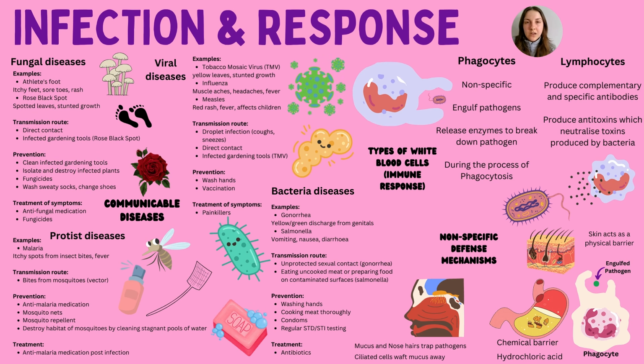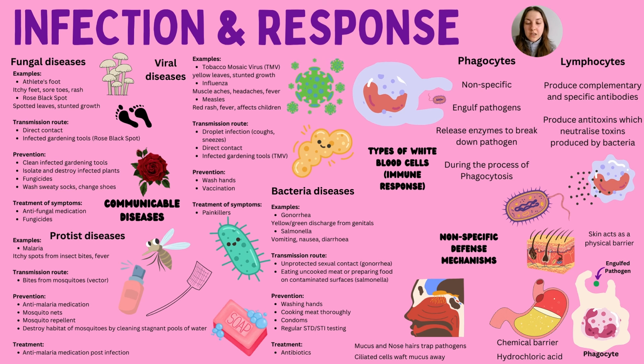Protist diseases include malaria, and this can present as itchy spots from insect bites and a fever. It can also lead to death. The transmission route includes bites from mosquitoes, which is a vector, or a microorganism that is transported by an organism, such as an insect. Prevention is anti-malaria medication, mosquito nets, mosquito repellent, and to destroy the habitats by cleaning stagnant pools of water. The treatment is anti-malaria medication post-infection.